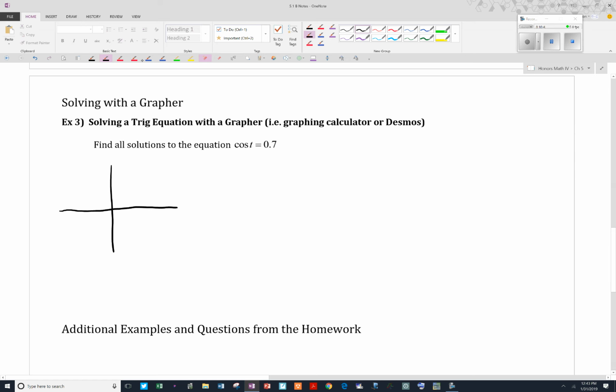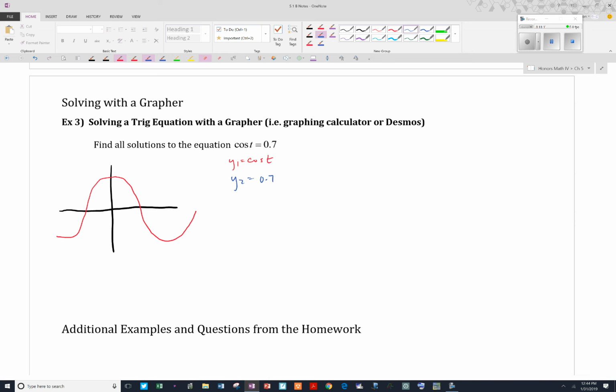We'll graph both sides of this as its own equation. So we're going to graph y equals the cosine of t, or cosine of x, and obviously that is going to be a cosine graph like that, positive cosine graph. This is asking us to find all the solutions to that equation. All right, and then the other graph that we are going to graph is y equals 0.7.